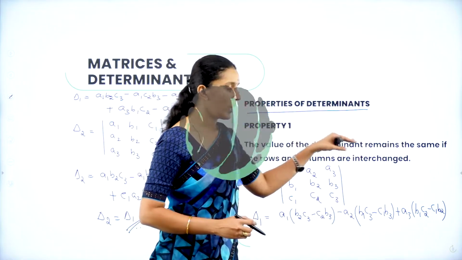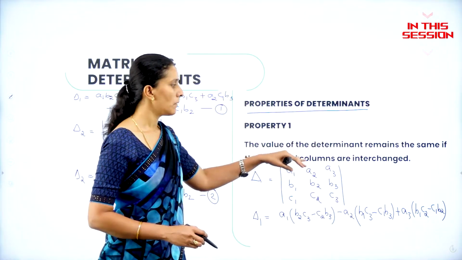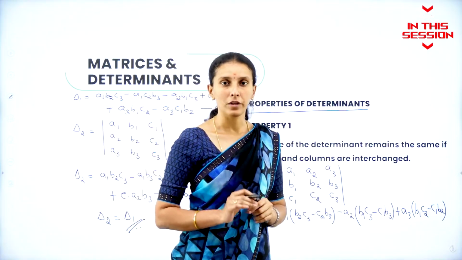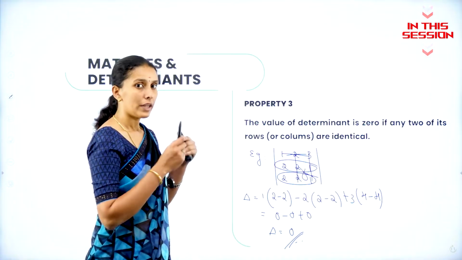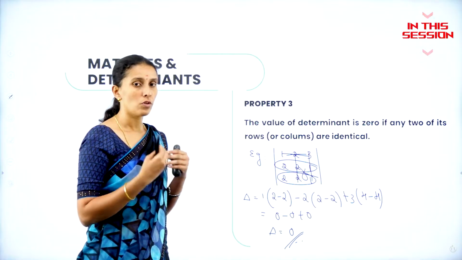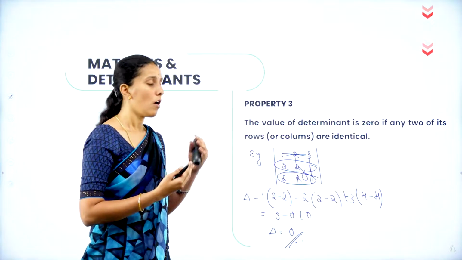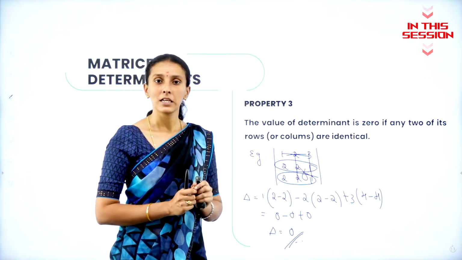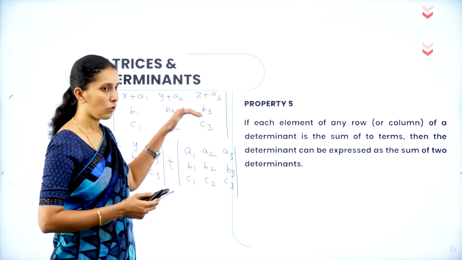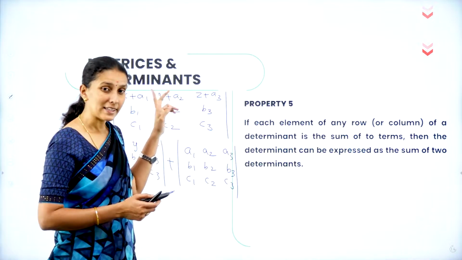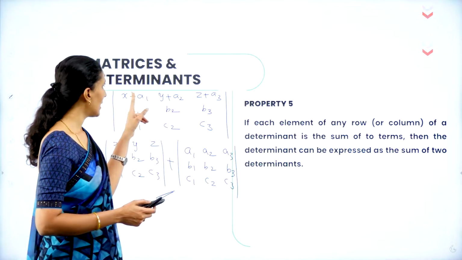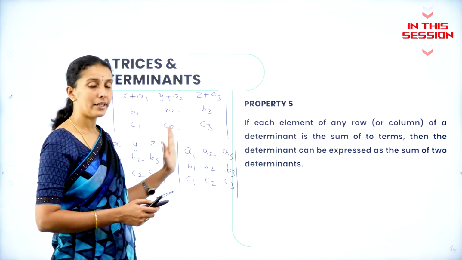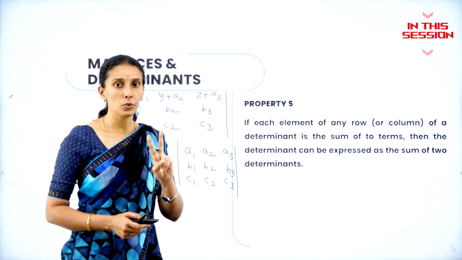If you interchange the rows and columns of any determinant, the value is unaltered. The value will be the same. If any two rows or any two columns are identical in the determinant, then its value will become 0. If any one row or any one column inside the determinant is a sum of two numbers, then we can separate it and write it in the form of the sum of two determinants.